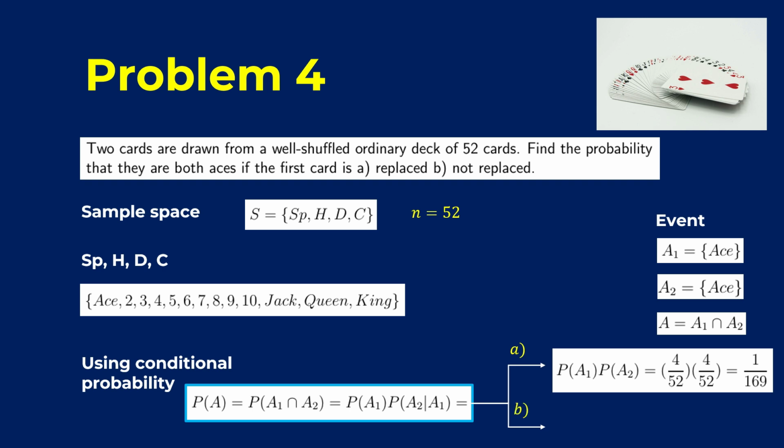In part B, since we are not replacing the card in the deck after the first draw, this affects our sample space. In this case, the number of possibilities of picking an ace from the deck reduced to 3 for the second draw. And since our sample space consists of 51 cards, the probability of A2 given A1 has occurred is 3 by 51. Multiplying this with the probability of A1 gives the result as 1 by 221. So the probability in part B is smaller than the probability in part A.